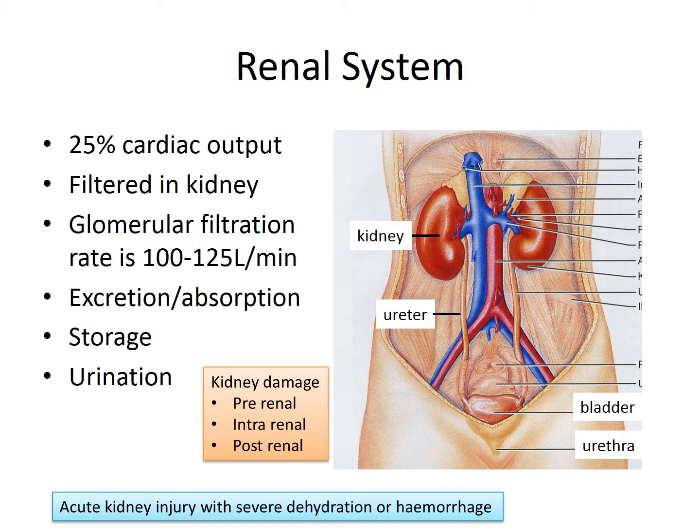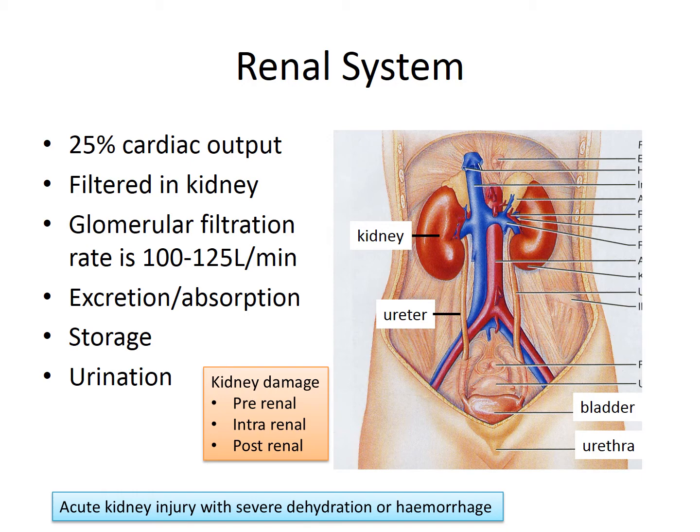A common condition in older men is a benign enlargement of the prostate gland, which is at the base of the bladder, and that makes urination or micturition difficult. If the urethra becomes occluded, then you have an obstruction, and that's an emergency.